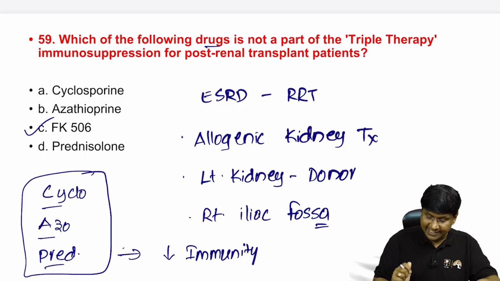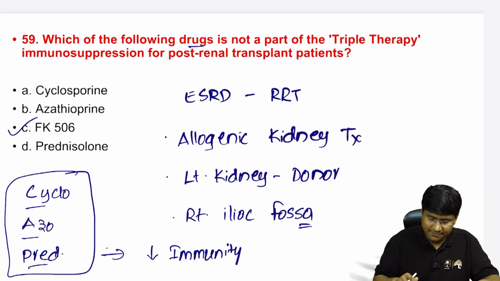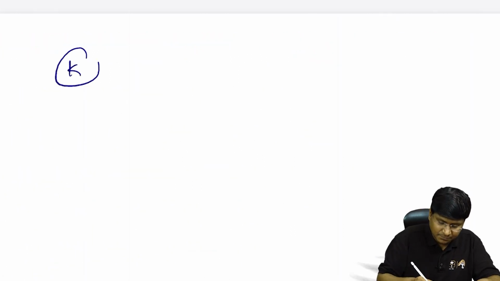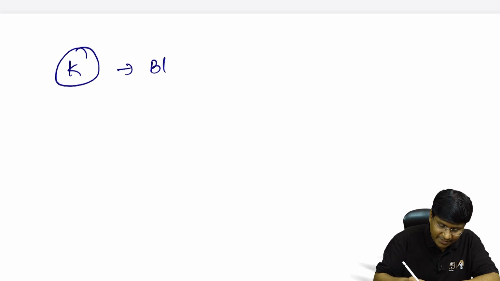And the next point is, whenever you have done the renal replacement therapy or the kidney transplantation, what is very, very important? You need to look at the blood grouping, and you need to check for the HLA matching.